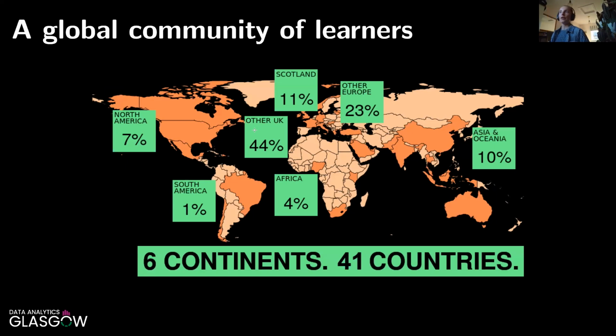Within the programme itself, I think one of the best parts about doing an online distance learning programme such as this is the global community of learners that you'll get to meet over the course of the programme. Because we're flexible, we're online, everything's taught online, we have students from all over the world, literally 6 continents and 41 countries at the last count. You'll see that more than half of our students do live in the UK, but we do have students from all around the world.